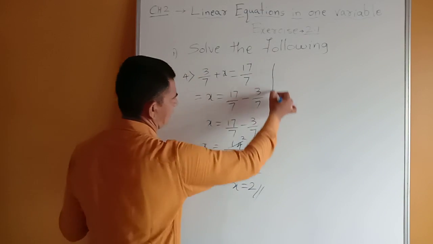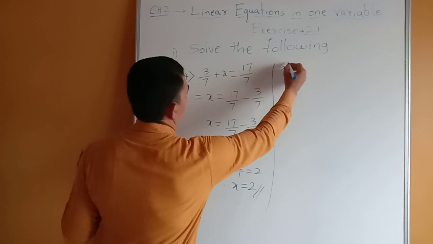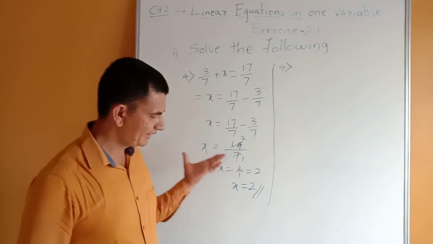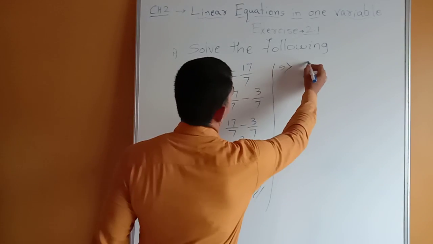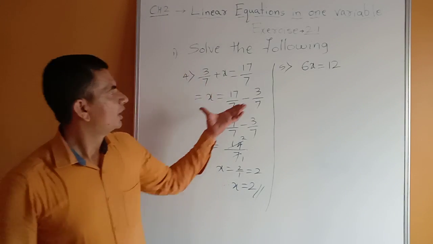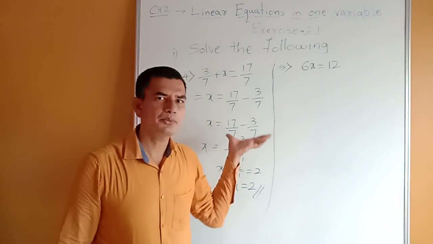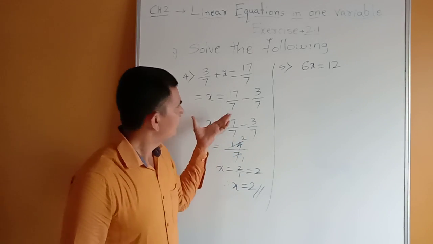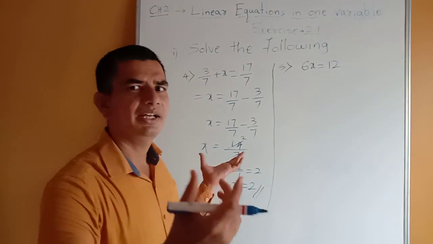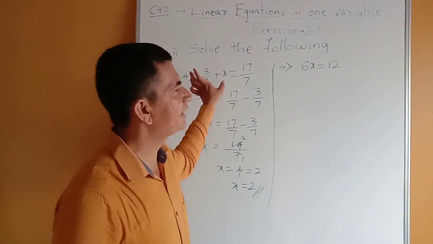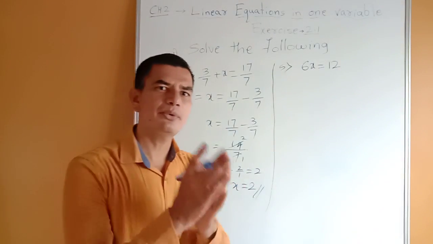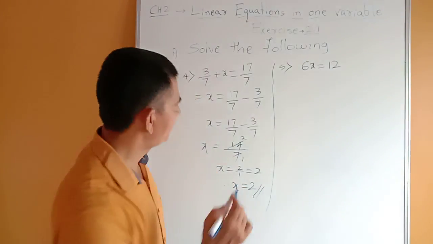Now let us take question number 5. Question number 5 is 6x is equals to 12. We are solving different varieties of sums. First one and second one are a little bit similar, third one is a little bit different, and fourth again is completely different. In fifth also, you can see that it is different. So different varieties of sums are there. You have to solve that.